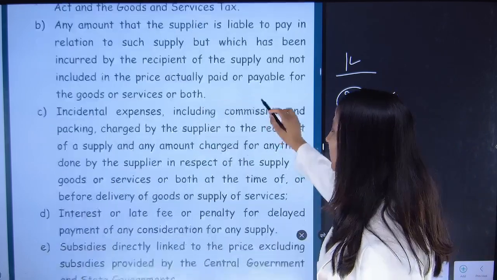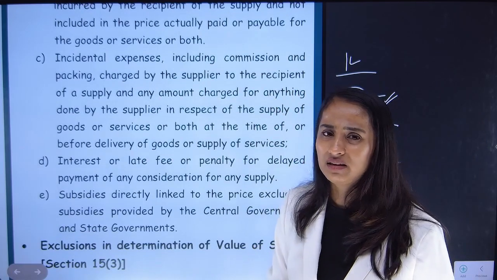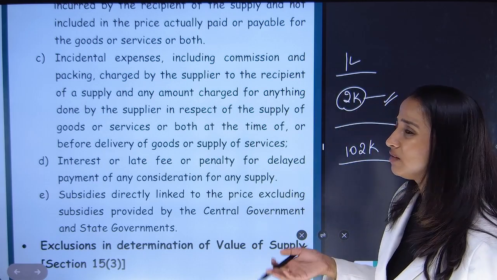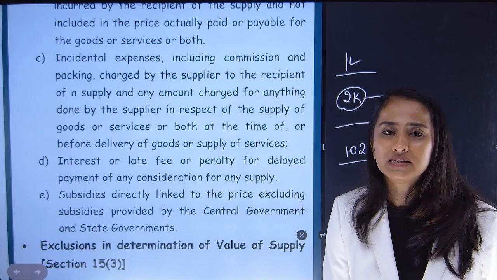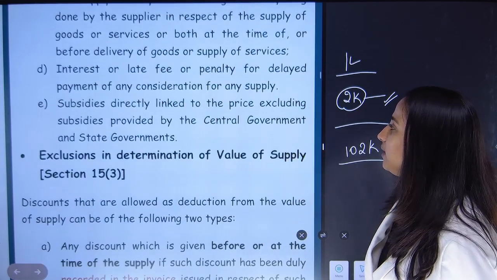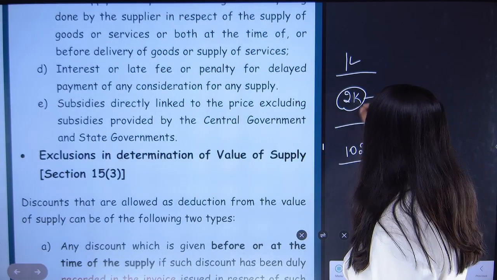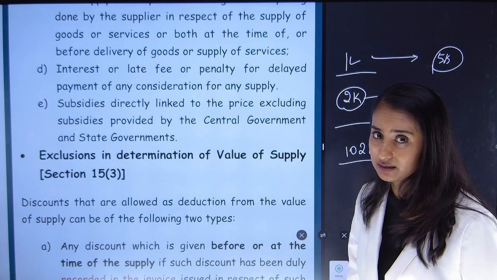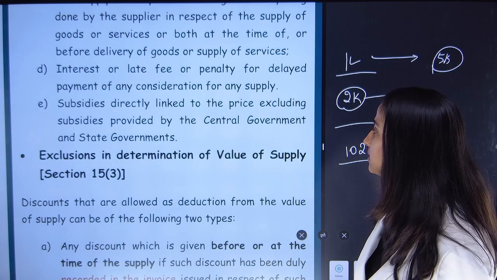Cool. Incidental expenses, packing, charging, commission, etc., whatever is directly related to that supply, incidental charges will be added. Interest, late fee, penalty for delayed payment. If I'm supposed to pay this and I paid late, so I'm paying 5k interest because I paid late, this will also form part of my supply.